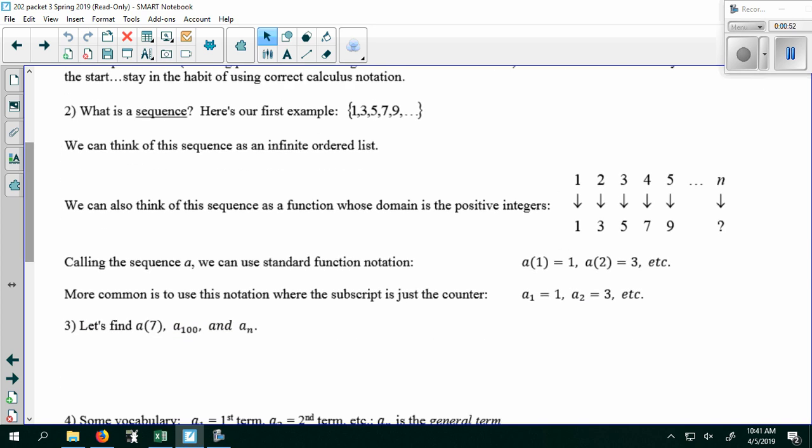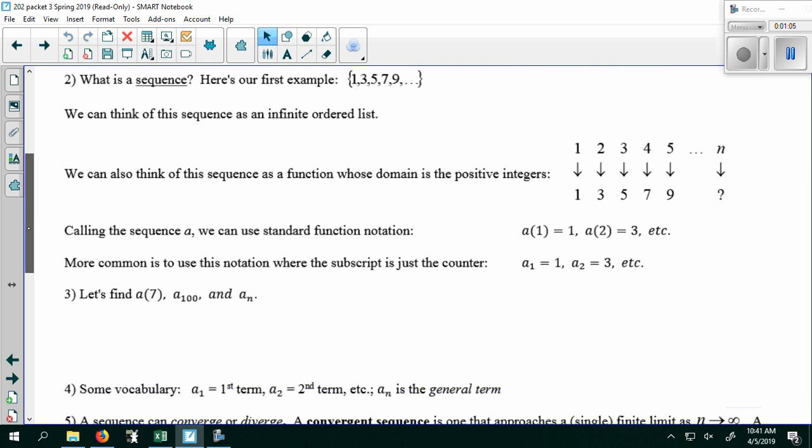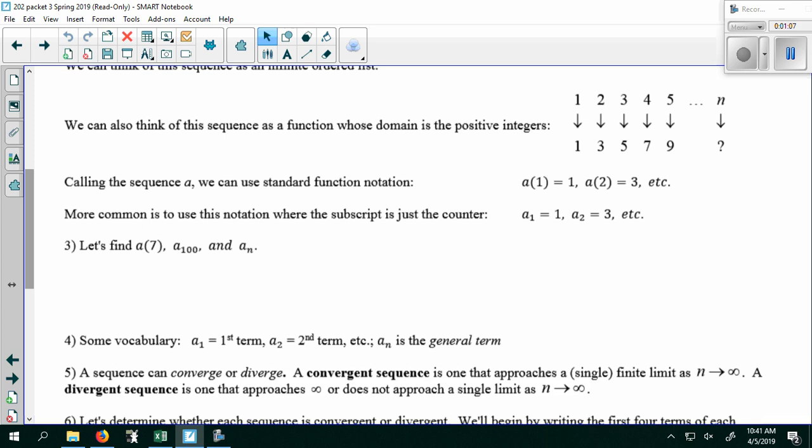So what is a sequence? It is just an infinite ordered list of numbers. So our first example would be 1, 3, 5, 7, 9, etc. You could think of a sequence as a function, but the domain is just the positive integers. The only numbers that you input are the positive integers.